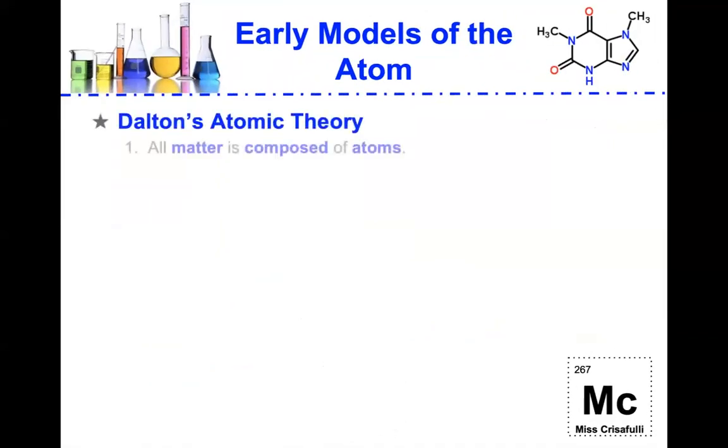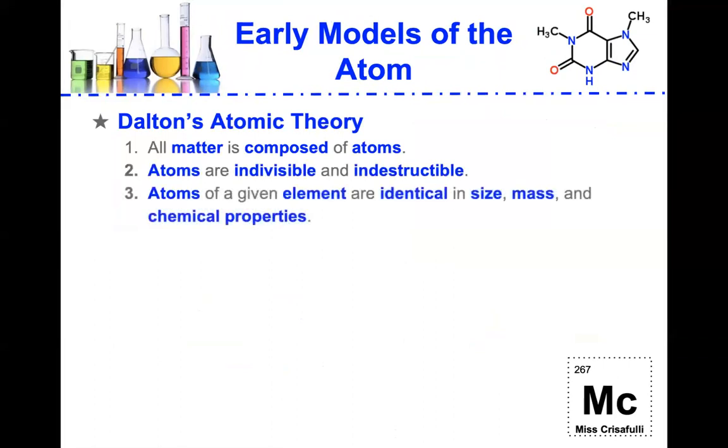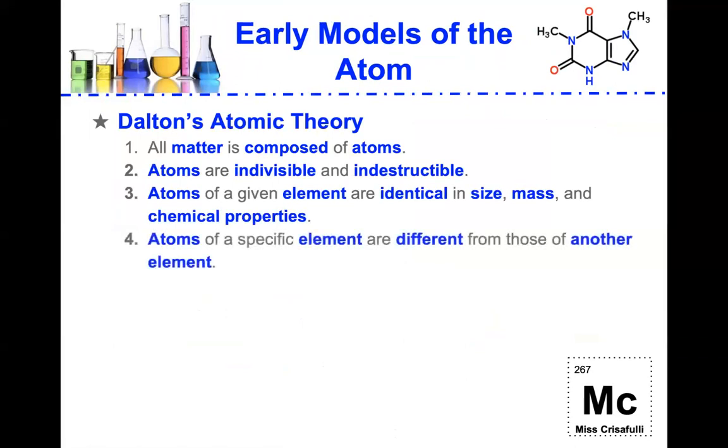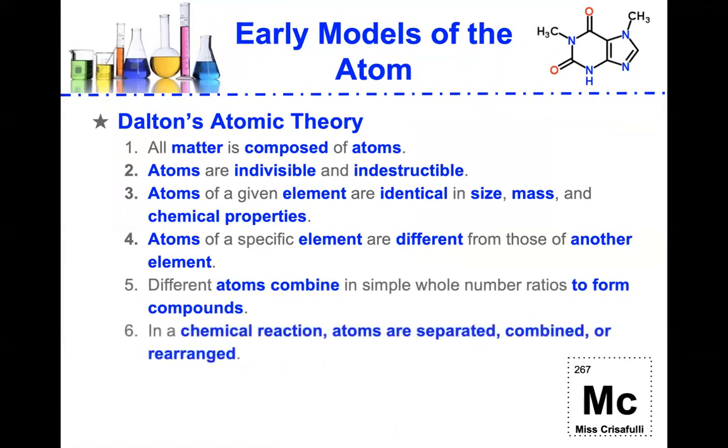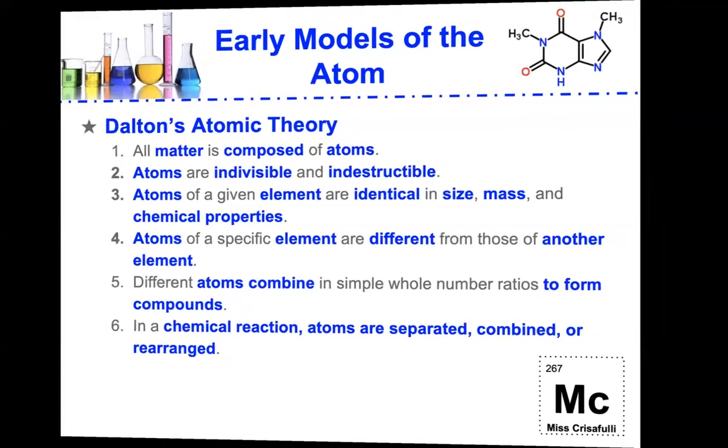Dalton's atomic theory says that all matter is composed of atoms. Atoms are indivisible and indestructible. Atoms of a given element are identical in size, mass, and chemical properties. Atoms of a specific element are different from those of another element, and different atoms will combine in simple whole number ratios to form compounds. And in a chemical reaction, atoms will be separated, combined, or rearranged. So these are the main key points of Dalton's atomic theory.